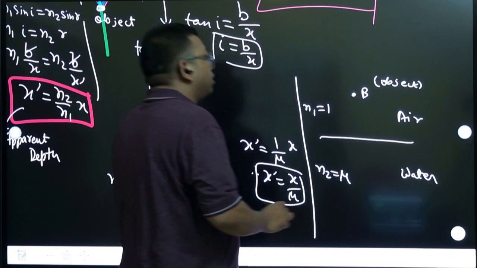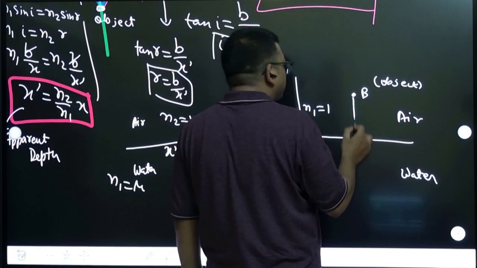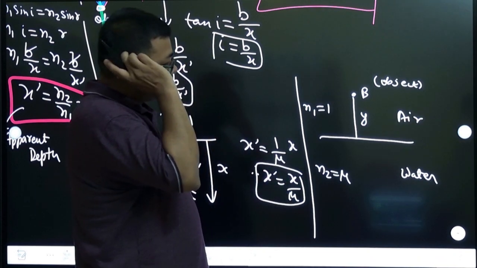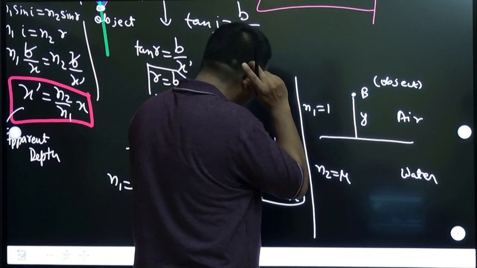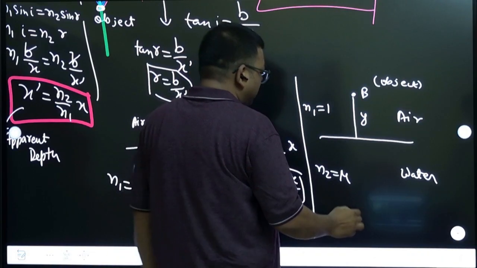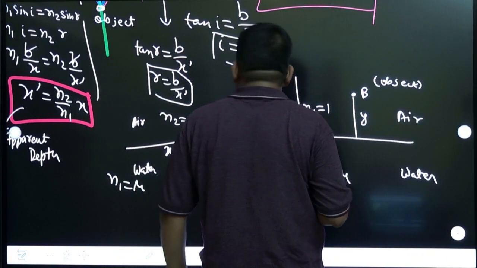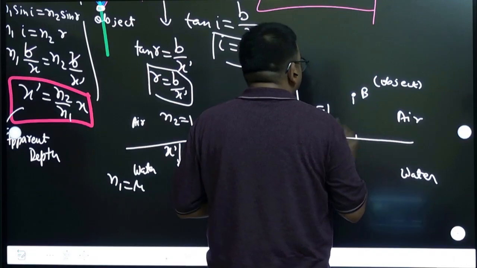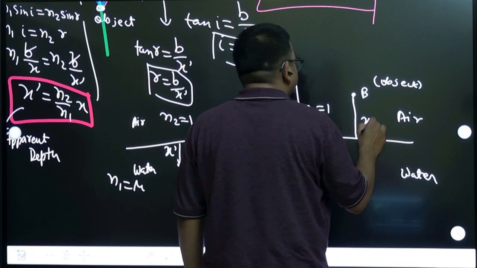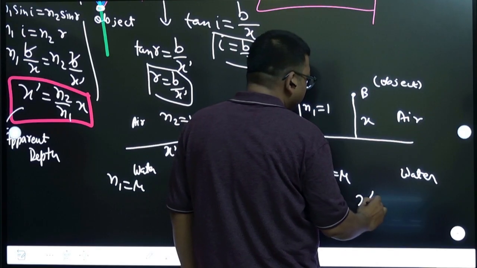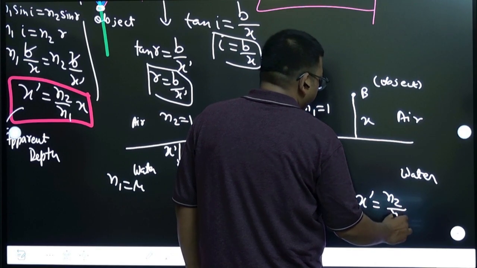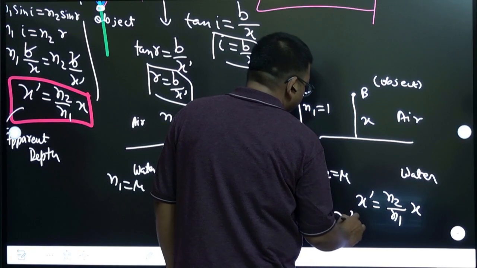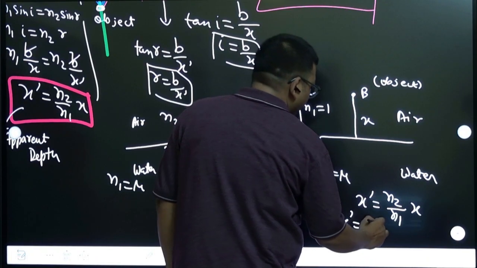Okay. Now, suppose I consider this distance as y. The bird is there. Where is the image of that? Use the same formula. Instead of x, you can use y if you want, no problem. There should not be confusion. If you want x, you write x. So what will be x dash? x dash is n2 by n1 times x. Now what is n2 here? Note that n2 is mu here. n1 is 1. So mu times x.